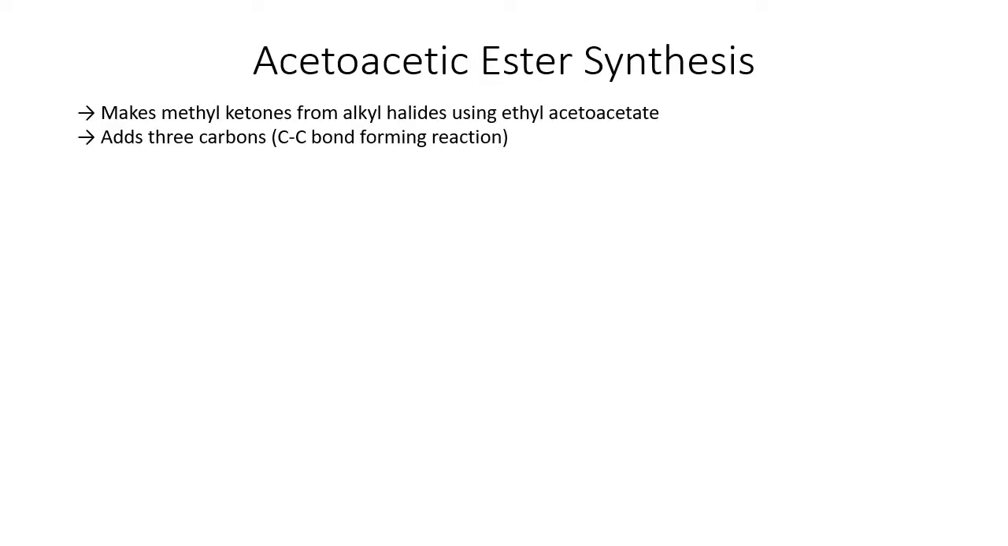Now related to the malonic ester synthesis is the acetoacetic ester synthesis. The purpose of this synthesis is it's going to make methyl ketones from alkyl halides using ethyl acetoacetate. This reaction will add 3 carbons to the alkyl halide as well as the methyl ketone. So this is also a carbon-carbon bond forming reaction. Now the ethyl acetoacetate has a similar structure to the diethyl malonate. However, instead of having 2 esters, we have a ketone functional group and an ester functional group.